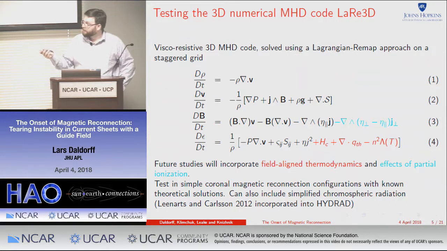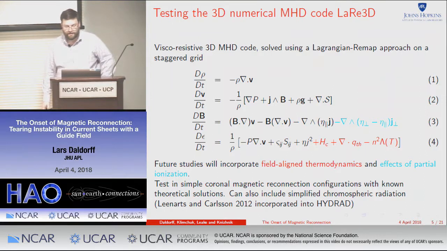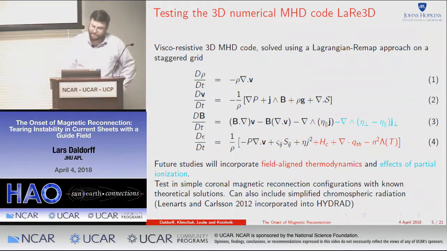It also has more things included. The black is what we're basically using at this moment, just standard resistivity and the pure MHD equations, but there's also field-aligned thermodynamics and also partial ionization for chromospheric conditions. This will be extensively used by James Leake for his research.